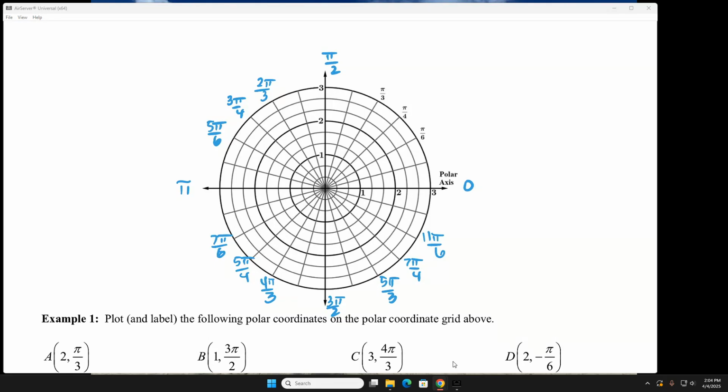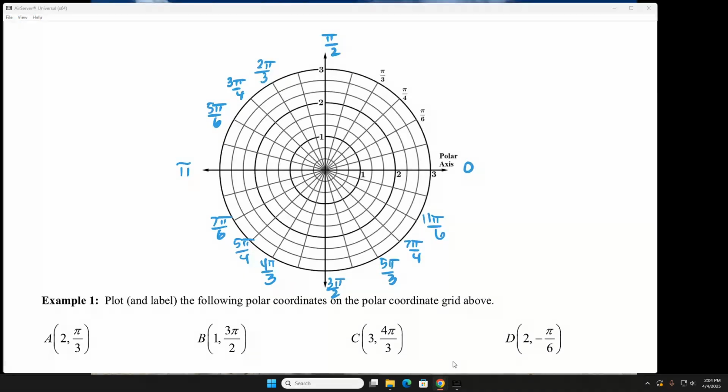All right, so let's plot some points. For A, we have r is 2, so this point is going to be graphed on the circle that has a radius of 2. We're going to go to the angle that's π/3, and that is going to be point A. So you just find the angle, move the distance, and that's your point.